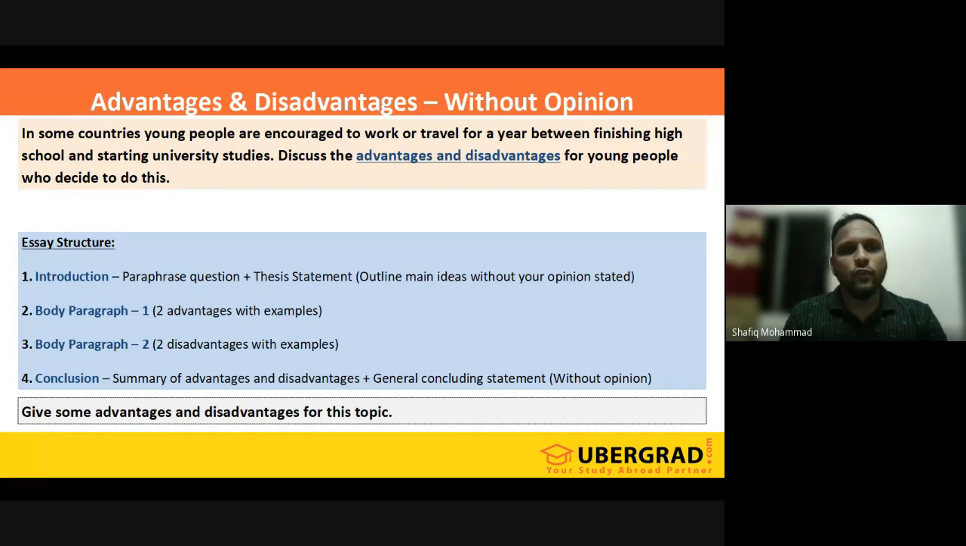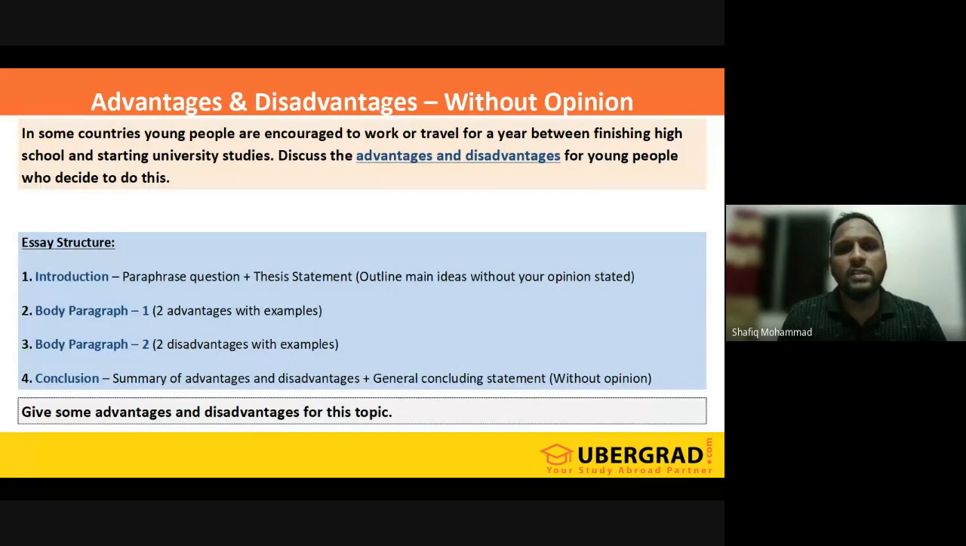So what are those four paragraphs? Like yesterday: introduction, body paragraph 1, body paragraph 2, if required body paragraph 3, then conclusion. Many people did really well with the introduction yesterday, and I believe you have also developed the rest of the essay. For those who joined today, the introduction is nothing but paraphrasing of the question plus thesis statement, and outline of the essay.